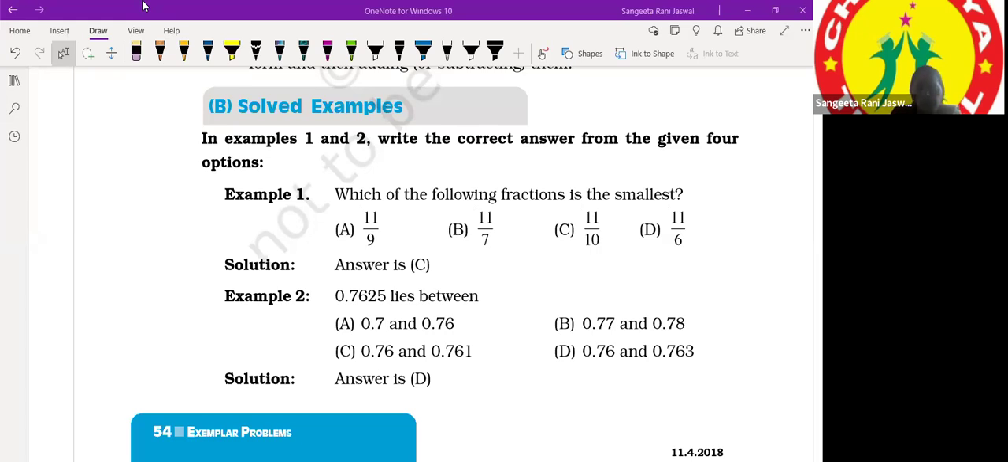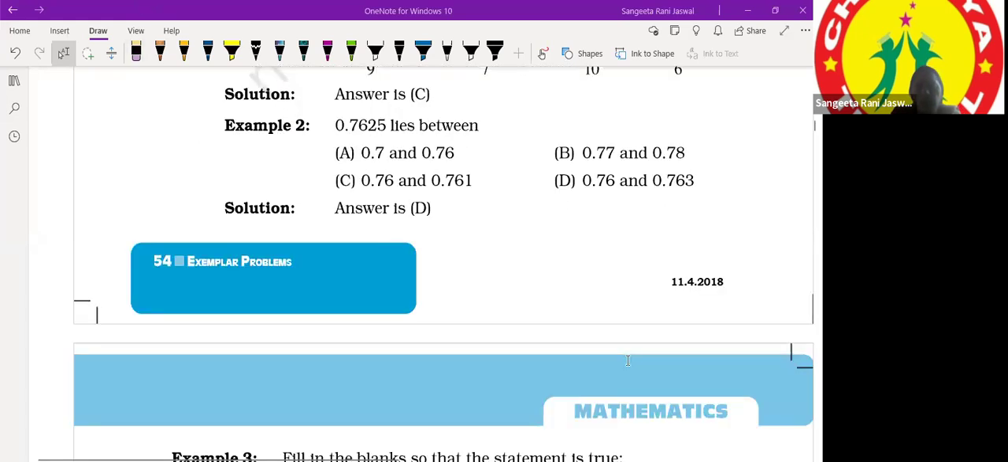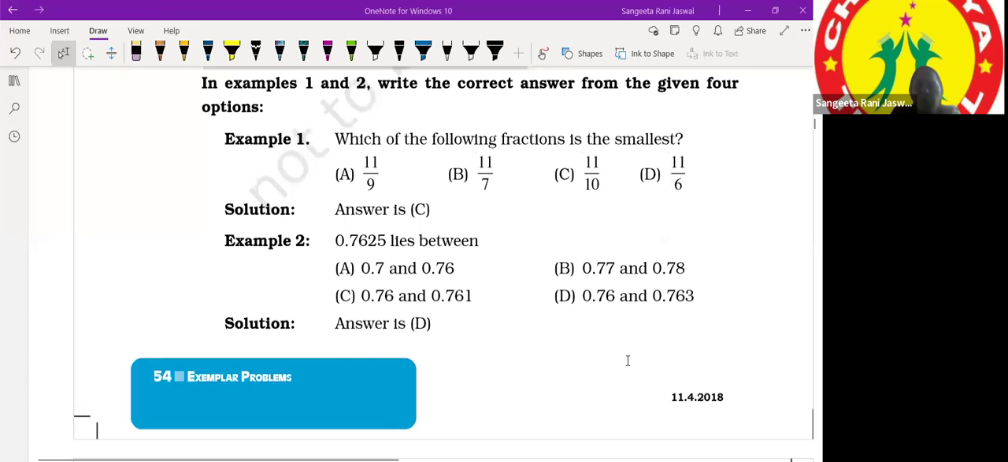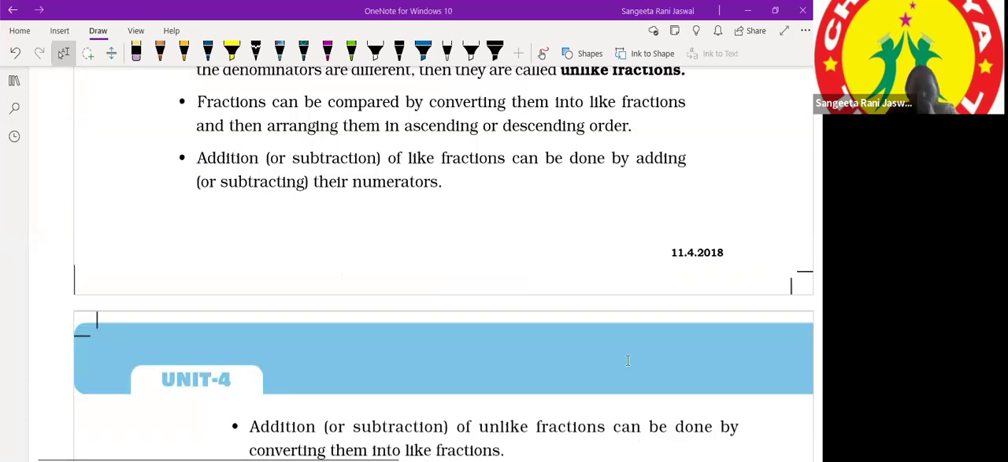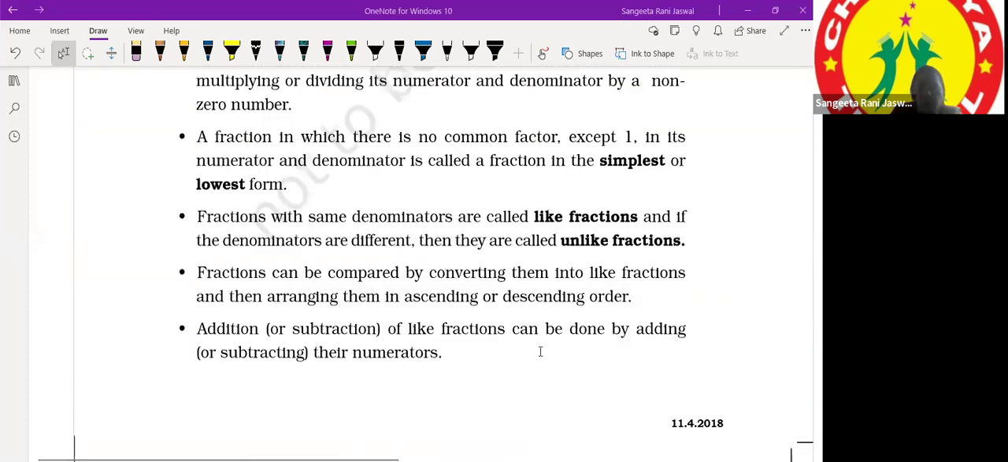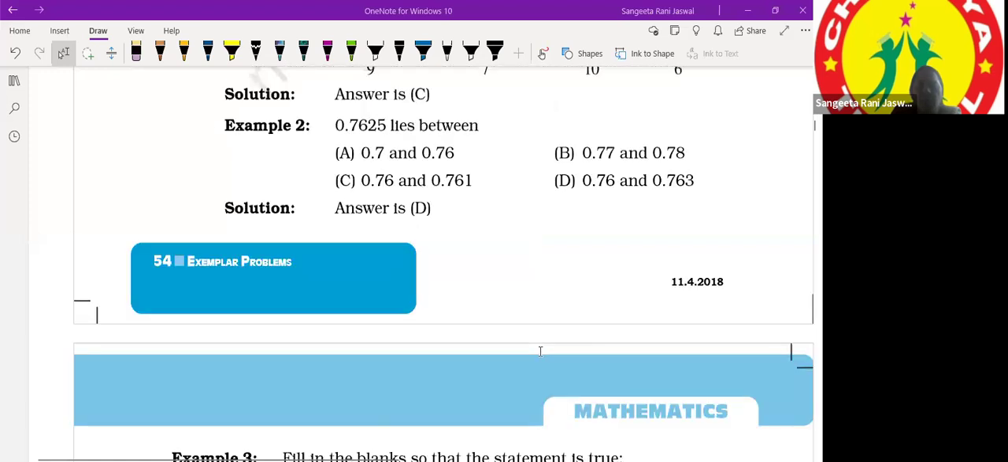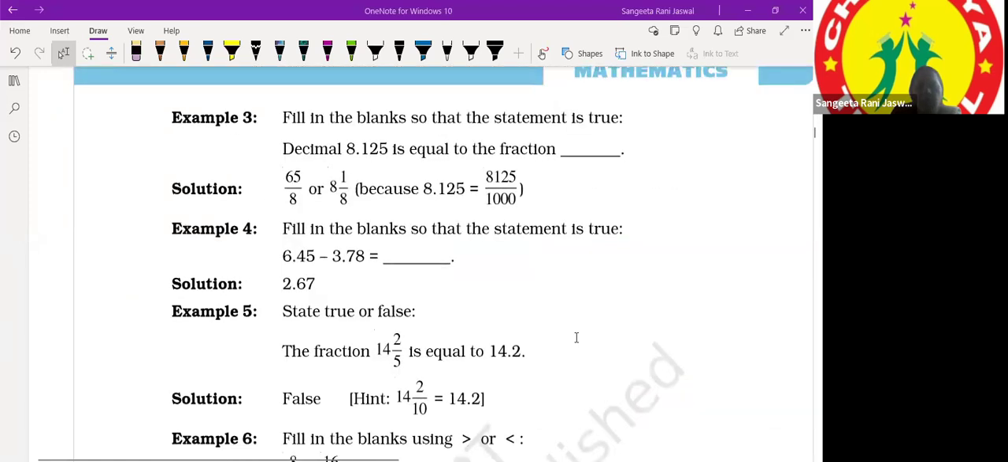Okay. So let's see further. I don't know from which book it came. This was given under the NCERT. I think it's the exemplar, no?